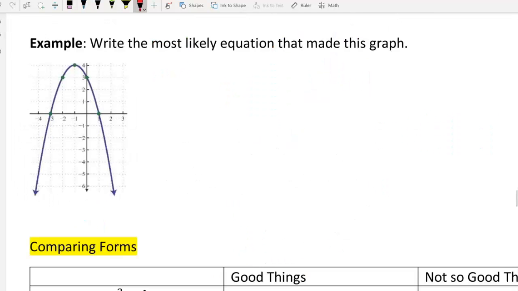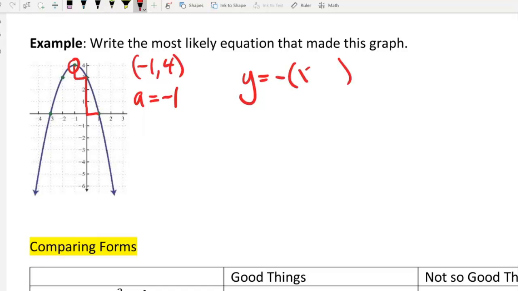In our next example, notice where the vertex is. It's at -1, 4. And the a value is -1. It goes down 1 over 1 and down 3 over 1. So y equals negative (x plus 1) squared, the opposite of -1, plus 4.